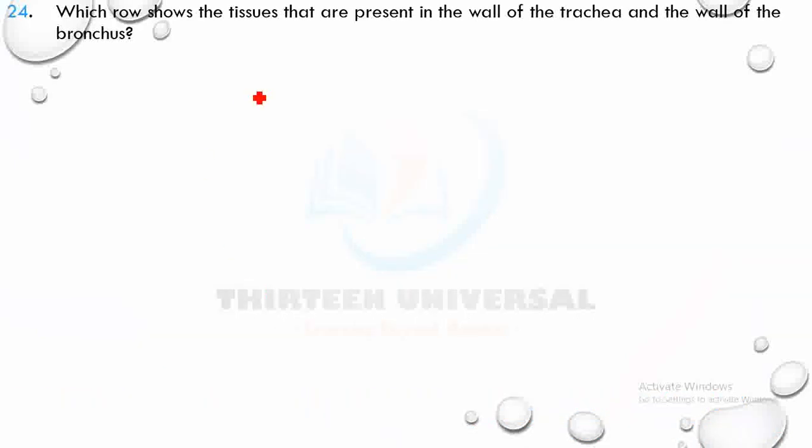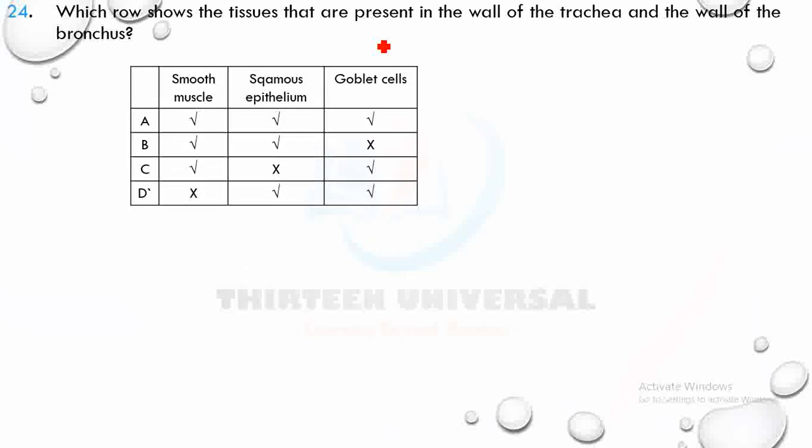Which row shows the tissues that are present in the wall of the trachea and in the wall of the bronchus? Wall of trachea and bronchus. What do they have in common? Pause the video and try it. Okay, they all have smooth muscles.